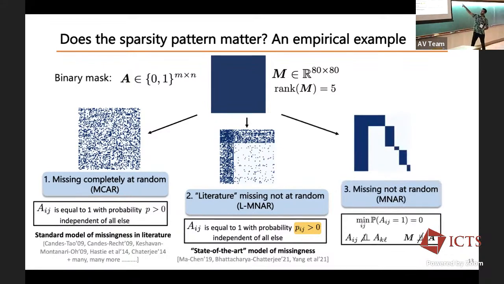And then there's this third model, which I call missing not at random, where we break the key assumptions required in LMNAR. In particular, we allow entries to be observed with probability 0 or 1, and they can be dependent on each other, which entries you see. So Aij can be dependent on Akl. And the matrix M, the underlying expected matrix, can be dependent on A. So the flip of the coin can be dependent on the actual underlying expected rating. Okay, and this is the model that we're going to study.